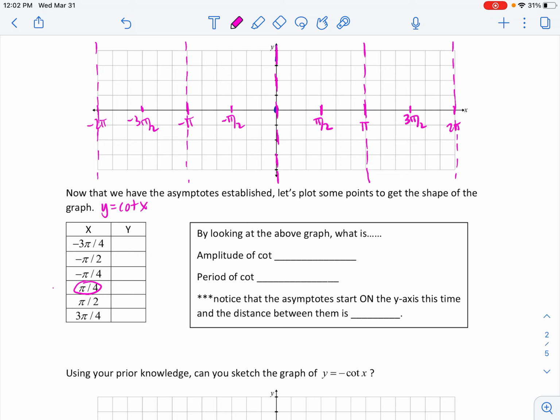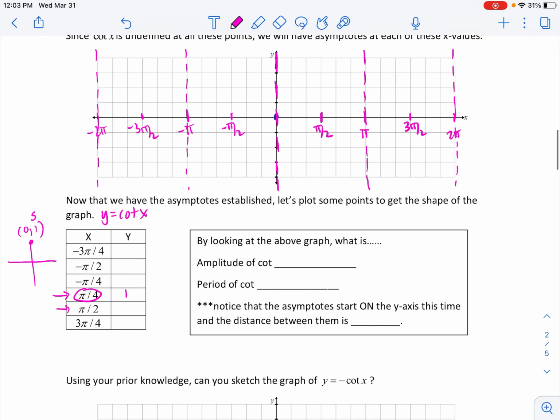So I know that the tangent of pi over 4 is 1, and the flip of 1 is still 1. I know that the tangent of pi over 2, what is that? That's up here, right? That's 0, 1. So the tangent is going to be sine over cosine, so that's going to be 1 over 0, but the flip of that is going to be 0 over 1. So this is going to give me a nice little 0.